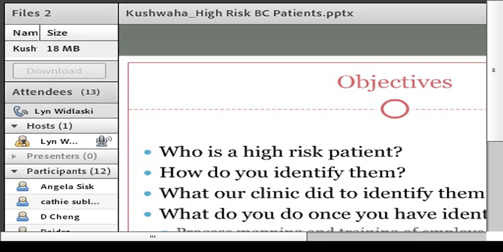I'm going to discuss our process mapping and our training of employees. I'm going to talk about genetic testing, issues with genetic testing, and then finally the results of our program, which has been about a year and a half we've been doing this.